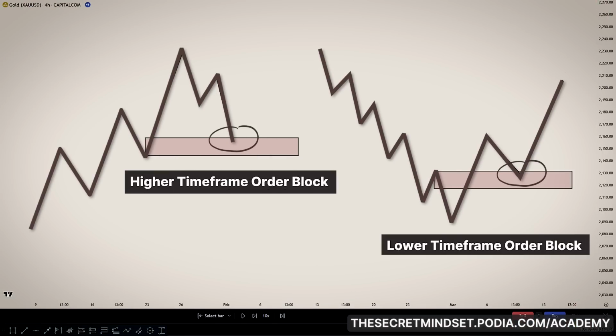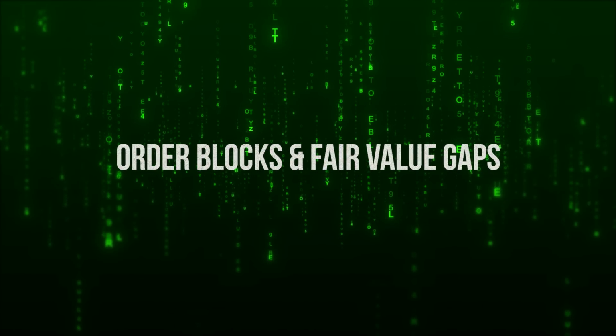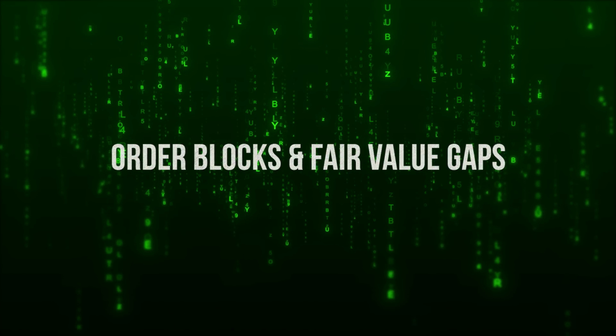Find the big order blocks on the higher timeframes, then zoom in to the lower ones for more precise entries. It's like using a map and a GPS together. We'll talk about this later. High probability order blocks are followed by fair value gaps.